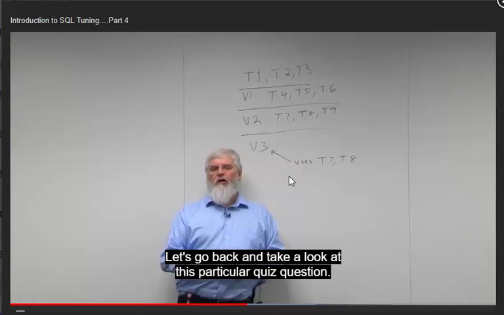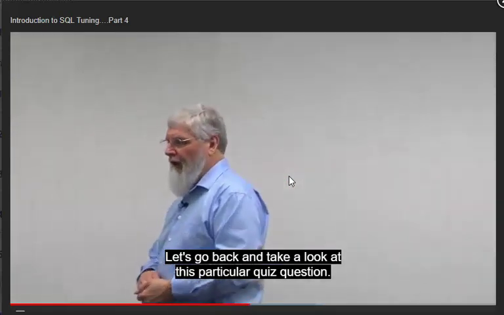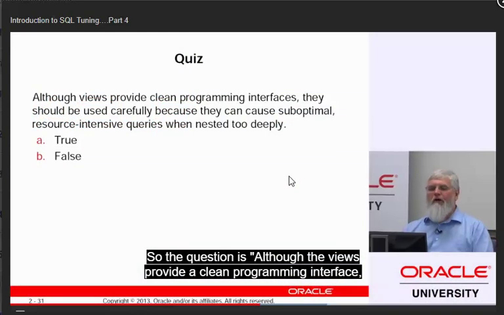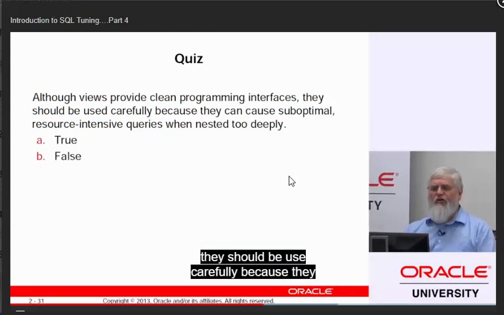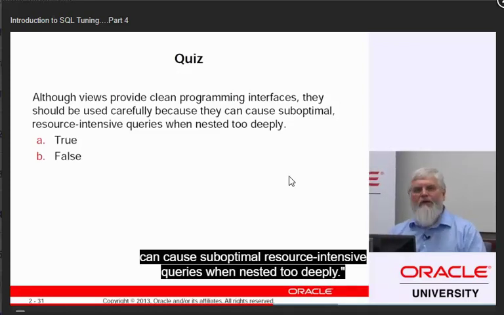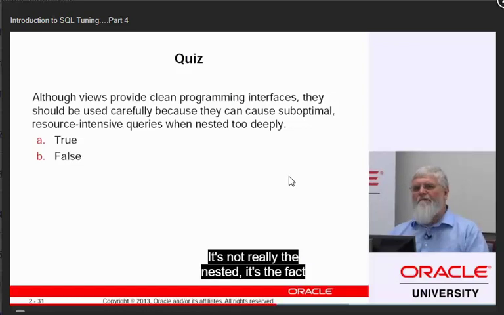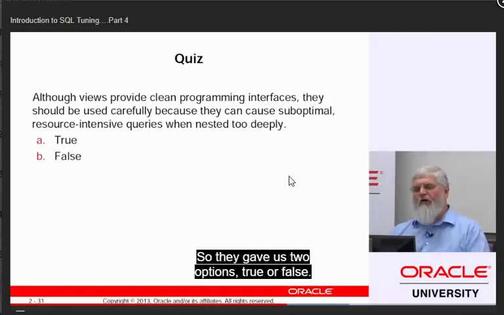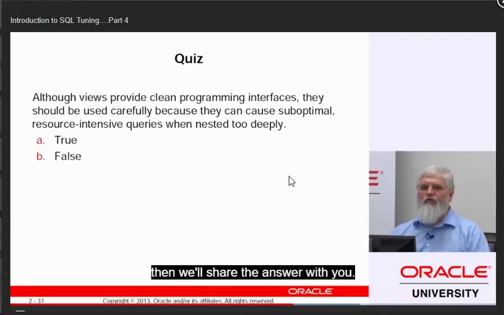Let's go back and take a look at this particular quiz question. Read it over and give you a moment to have a look at it. So the question is, although the views provide a clean programming interface, they should be used carefully because they can cause suboptimal resource-intensive queries when nested too deeply. It's not really the nesting, it's the fact that Trevor sometimes loses sight of what he really needs to query. So they gave us two options, true or false. We'll give you a moment to contemplate it, then we'll share the answer with you.